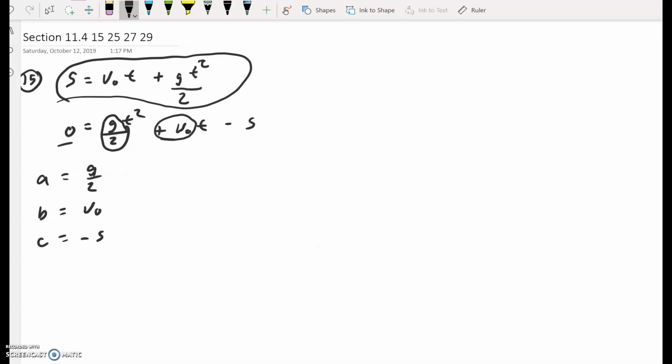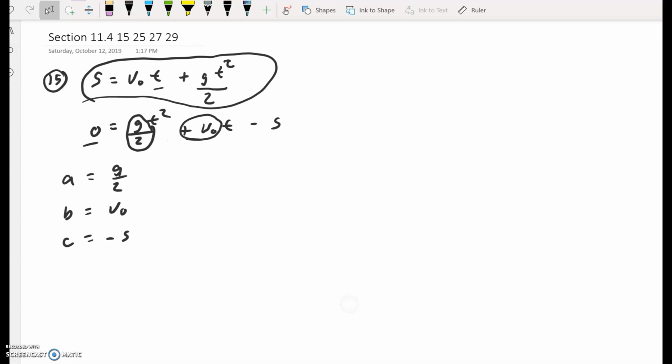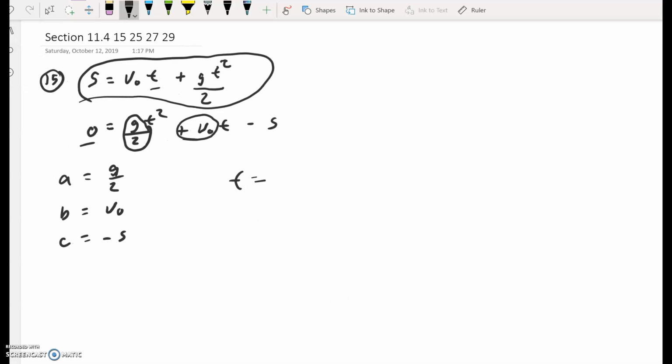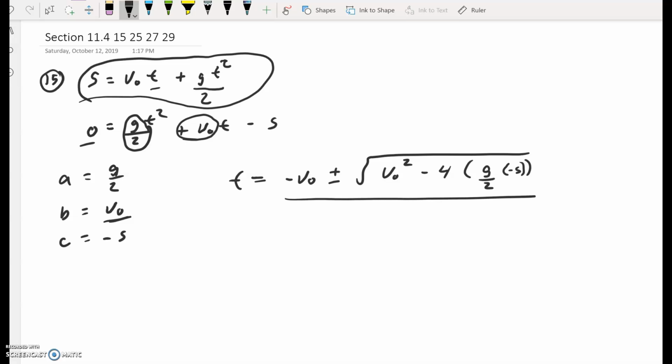So we have, in this case, t, we're solving for the letter t, equals the opposite of what b is. b is v naught, so it's the opposite of v naught, plus or minus the square root of b squared, which is v naught squared, minus 4 times a times c, which is g over 2 times minus s, all over 2 times a. Now that's pretty much the answer, except we need to do a little bit of work.